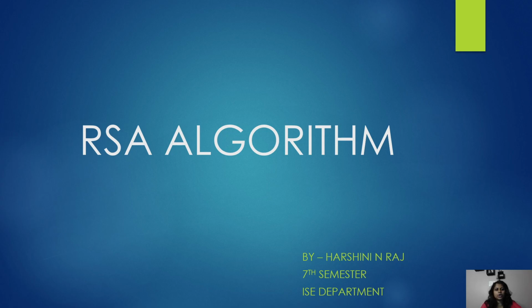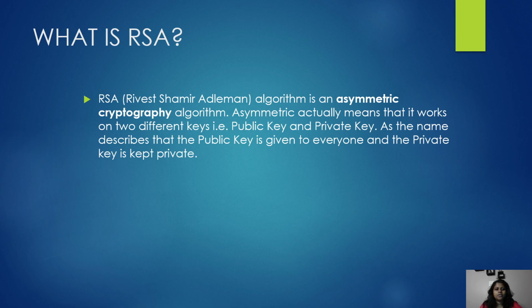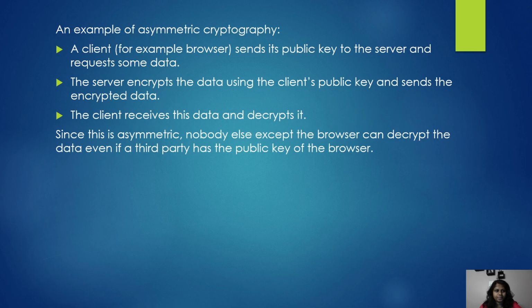In today's video, we'll be studying the RSA algorithm. First, what is RSA? RSA, the Rivest-Shamir-Adleman algorithm, is an asymmetric cryptography algorithm. Asymmetric means that it works on two different keys, that is the public key and the private key. As the name describes, the public key is given to everyone and the private key is kept private.